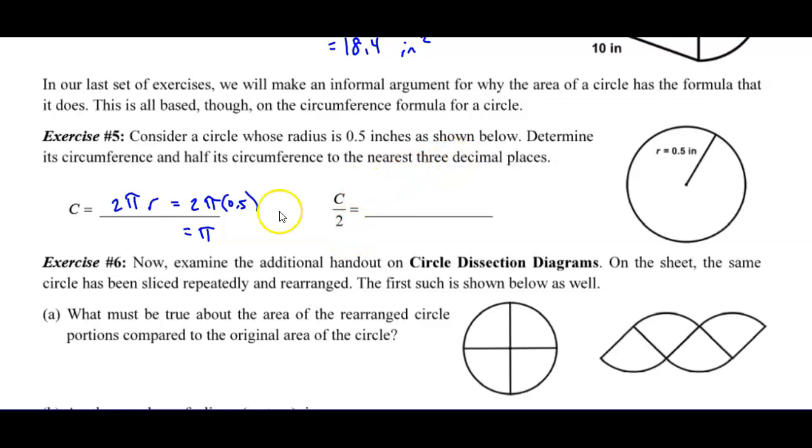And it wants it to 3 decimal places, which is 3.142. Okay, so c over 2 is equal to pi over 2, because the c was pi, so c over 2 must be pi over 2, which is about 1.571.